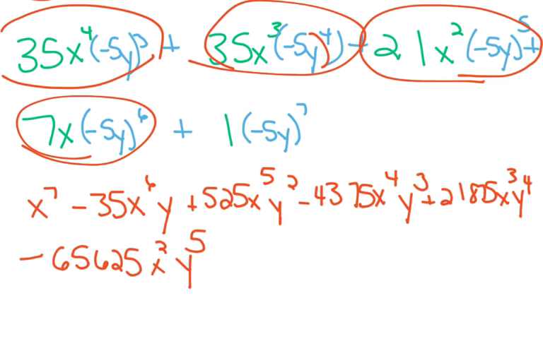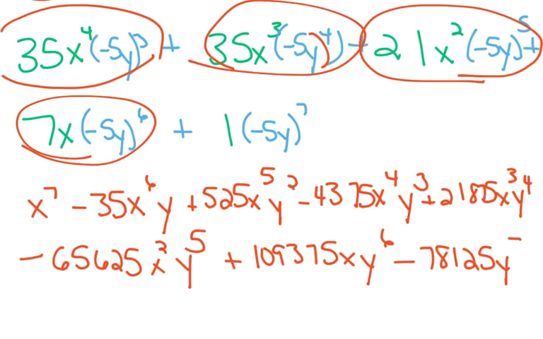The next term is going to be positive. Notice that it's alternating. Negative 5 to the 6th power is 15,625 times 7 is positive 109,375 xy to the 6th. And then the last number is going to be negative. And negative 5 to the 7th power is negative 78,125 y to the 7th.